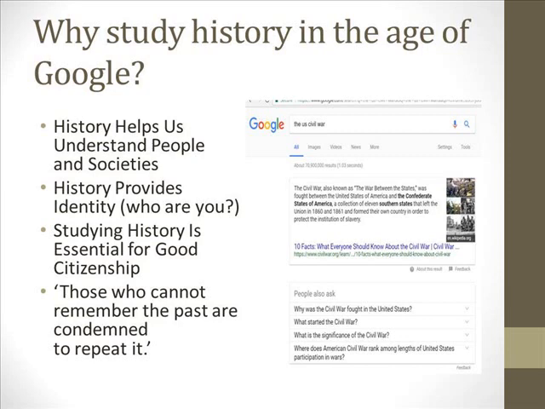So trying to get an idea of who you are as a person is just as important as trying to figure out who we are as a society. The third bullet is that studying history is essential for good citizenship. For you to be a citizen of the United States, and even a citizen of the world, if you want to think of it that way, we have to understand a little bit about our history. We can't just roll into voting without understanding a little bit of the history. We can't be a good contributing member of society without understanding what's come before and why we are the way we are. And so studying history helps you become an adult and helps you become a good citizen.